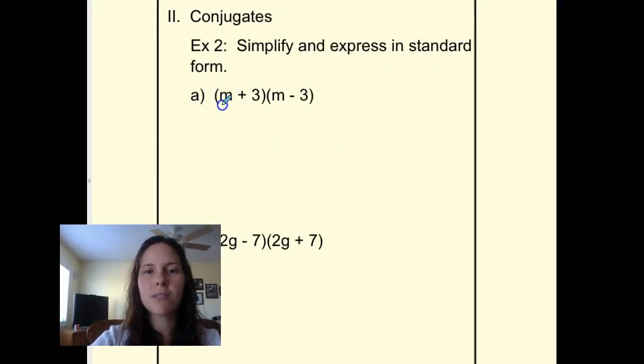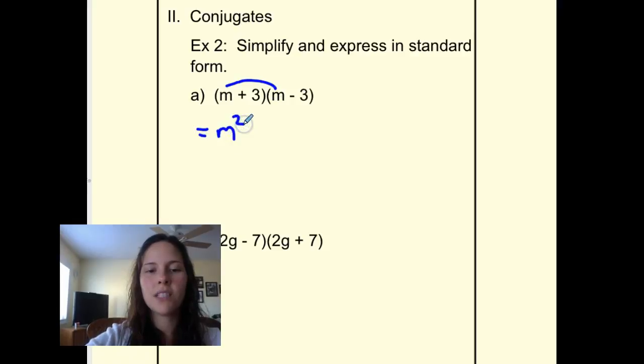Now we're going to look at some special products. The first type of special product are called conjugates. That's when what's in parentheses look the same, except for one of them has a negative sign instead of a positive sign. The way that we multiply these together is exactly the same, so I'm going to distribute my m.